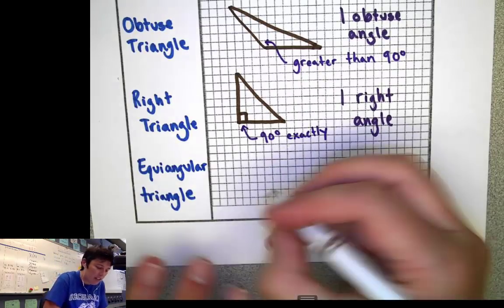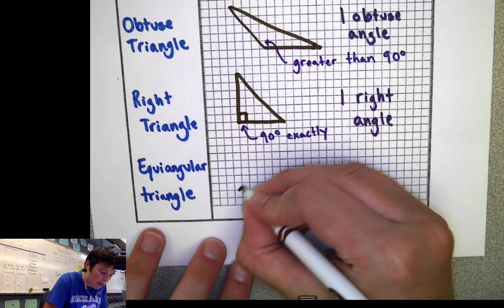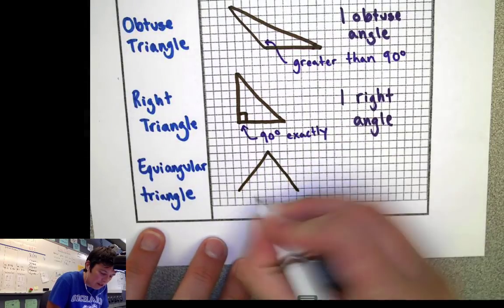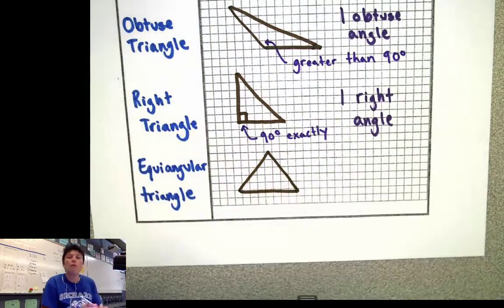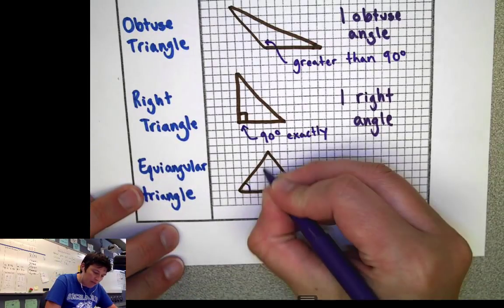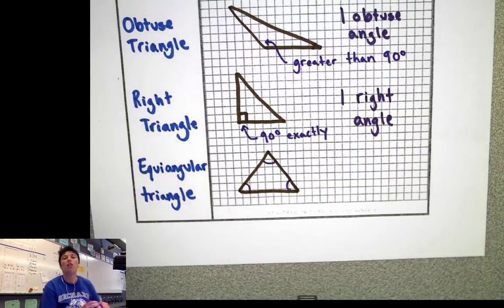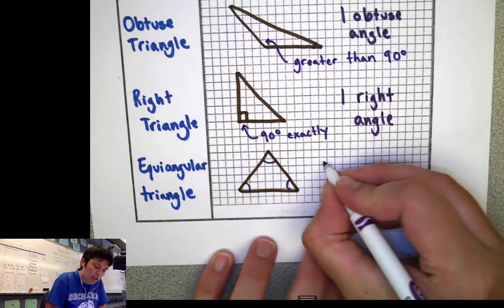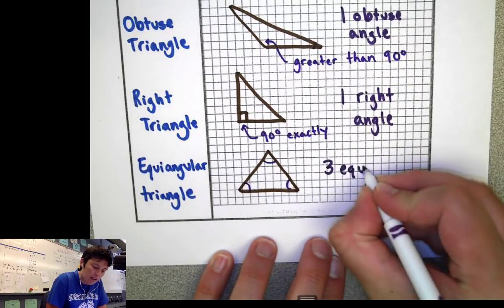So it's a perfectly equal angle triangle, something probably like this. Let's imagine. But what would happen is we'd go measure the angles in these 3 corners, 1, 2, 3, and they'd all measure the exact same measurement. They'd be perfectly equal. So we say 3 equal angles.